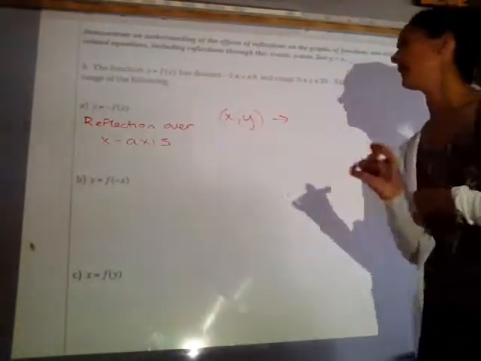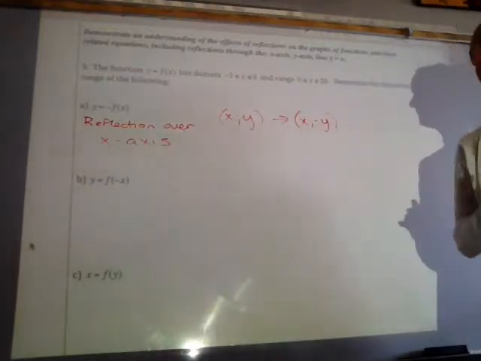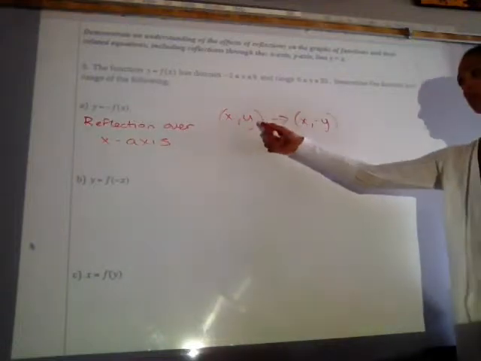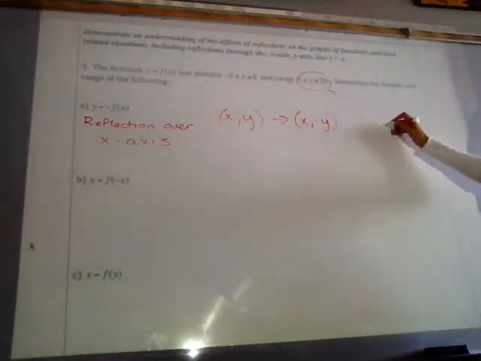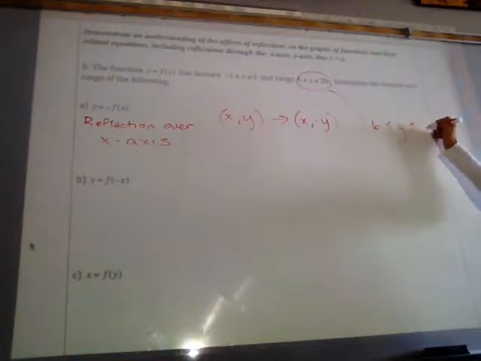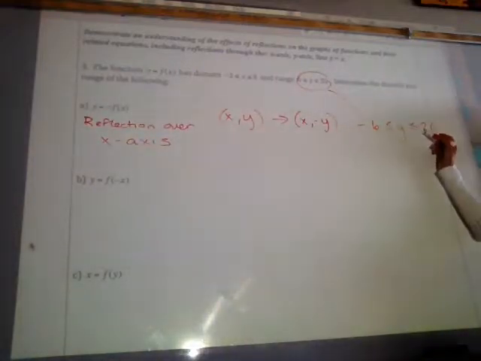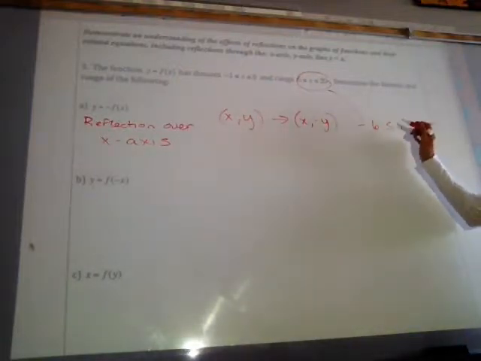So just to review point mapping, if we're reflecting over the x-axis, then the y values need to change. So xy will go to x, negative y. Will anything happen to the domain? No. But what's going to happen to the y values? They're going to flip. So let's just take, we had 6 to 20, but now these are negatives. Does it make sense that y would be less than or equal to negative 20, but greater than or equal to negative 6? No, these directions also need to change.